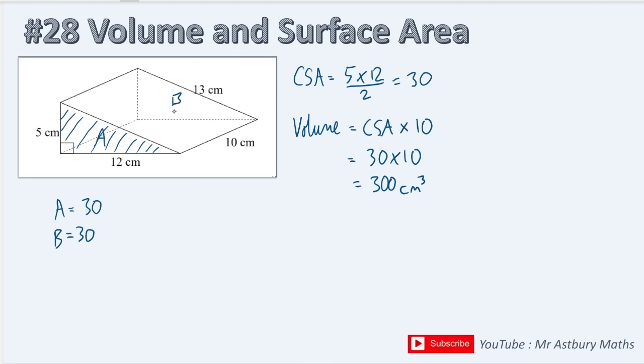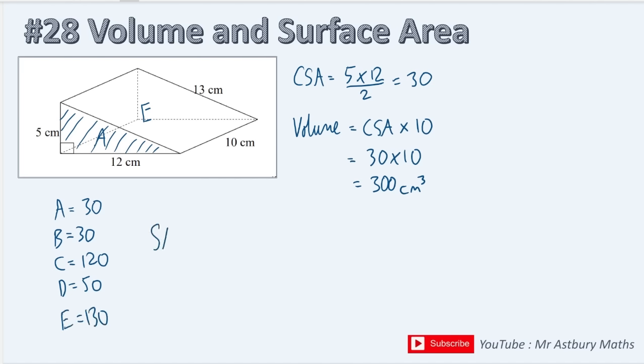I'm then going to look at the base. I'm going to call that C. And that'll be 12 times 10, which is 120. I'm then going to look at the side over here. I'm going to call that D. And that's 10 by 5. So that's 50. And then finally, I'm going to look at the slope side. I'm going to call that E, so that's the slope face right here, and that will be 10 long and 13 wide. So that's 10 times 13, which is 130.